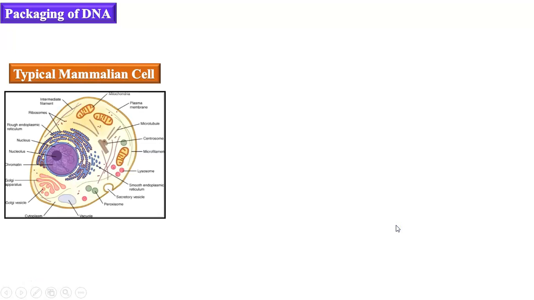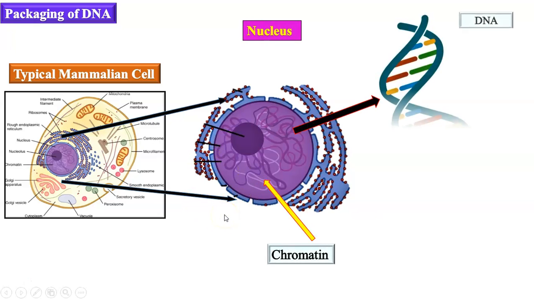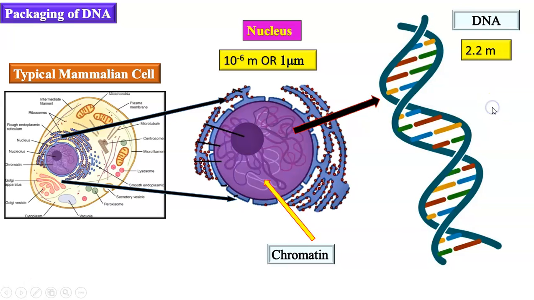Here is a typical mammalian cell with a well-defined nucleus containing chromatin threads. These chromatin threads are called chromosomes when they undergo condensation. The approximate size of the nucleus is 10 to the power of -6 meters, or 1 micrometer, whereas the length of the DNA is 2.2 meters.